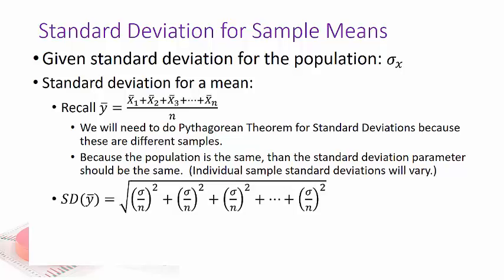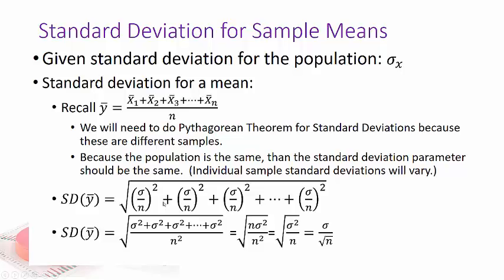So, doing the Pythagorean theorem of standard deviations, remember, in this operation, I'm dividing by n. So I would take my sigma, divide it by n, but I have to do it for every single sample, square it, and add it. Well, how many of these do I end up with?